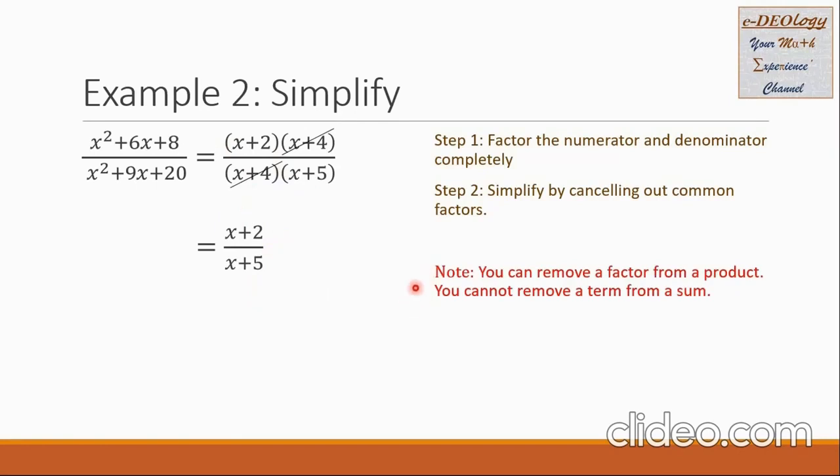One note is written here. You can remove a factor from a product. You cannot remove a term from a sum. It means in here the x and the x, we cannot cancel that because the x here is part of the sum of the numerator. Also, the same way with the x in the denominator, it is part of the sum with a positive 5. So this is our final answer.